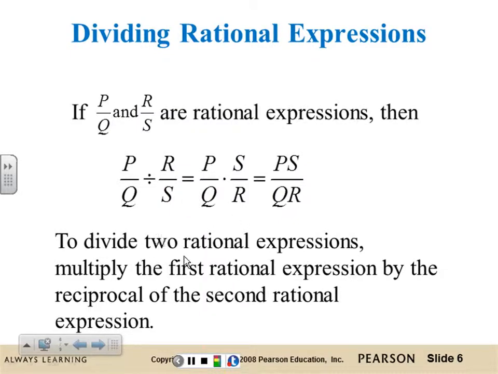So to divide two rational expressions, you're going to multiply the first rational expression by the reciprocal of the second rational expression. So notice it says you're going to multiply. The first one stays as is, and then the reciprocal of the second one. And I like to call this keep, change, flip. Keep the first one as is, change division to multiplication, and flip that second fraction.